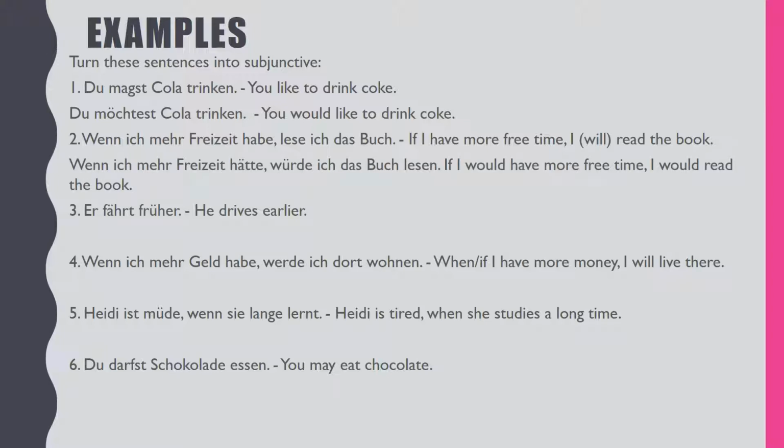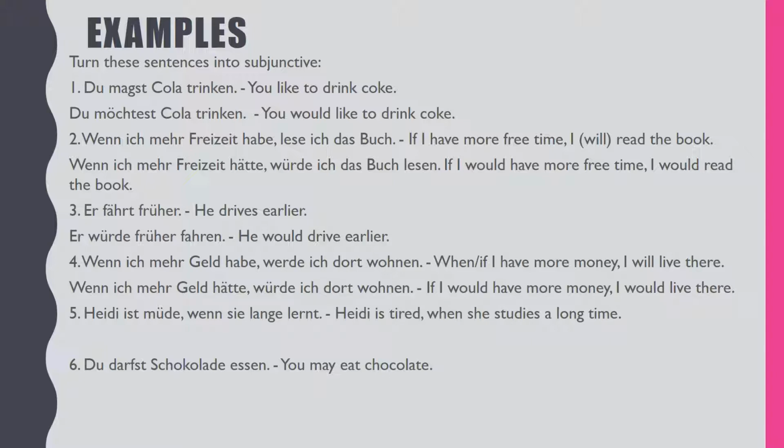Number 2. Wenn ich mehr Freizeit hätte, würde ich das Buch lesen. If I would have more free time, I would read the book. For number 3. Er würde früher fahren. He would drive earlier. Wenn ich mehr Geld hätte, würde ich dort wohnen. If I would have more money, I would live there.